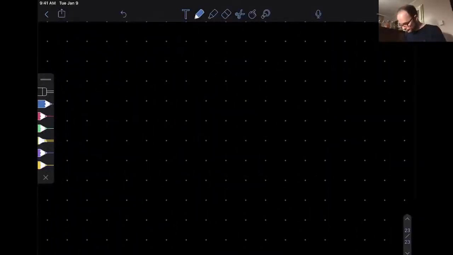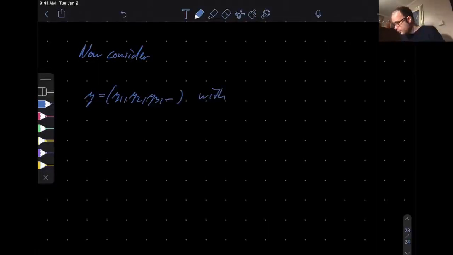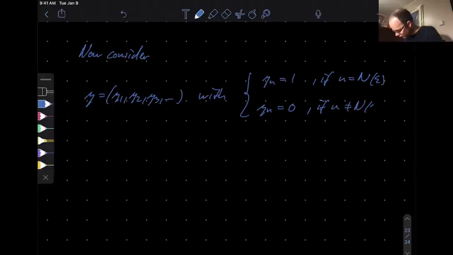Now consider, we define a sequence. Now consider the sequence y, y_1, y_2, y_3, and so on and so forth. And what are the terms? Well, y_n is equal to 1 if small n is equal to capital N. Remember, this was the quantity that depends on epsilon. And otherwise, we set it equal to 0 if n is different from N_epsilon. Okay. So in other words, this is a sequence where only one term has a non-zero entry.